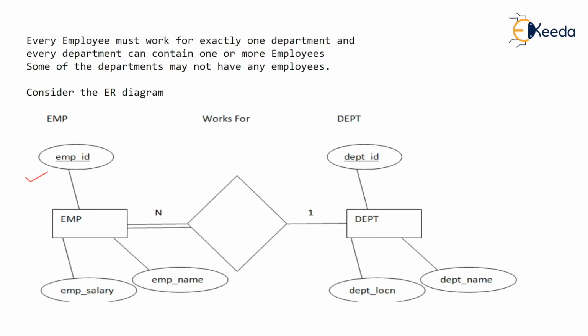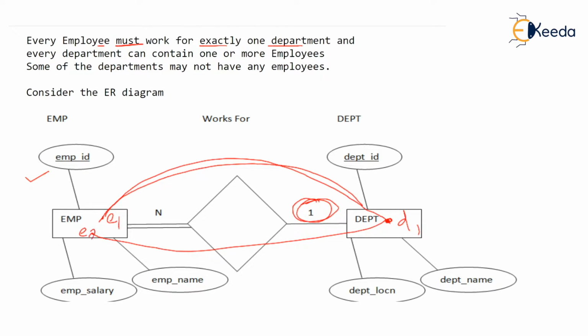You know this ER model that we have created, where every employee must work for exactly one department. So if you see any employee and you ask how many departments you work for, an employee works only for one department. And if you ask any department how many employees are working in your department, there can be E1 working in D1, there can be E2 working in D1. Many employees are working in one department.